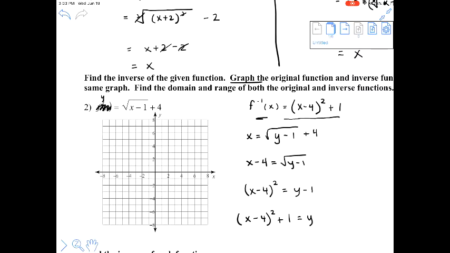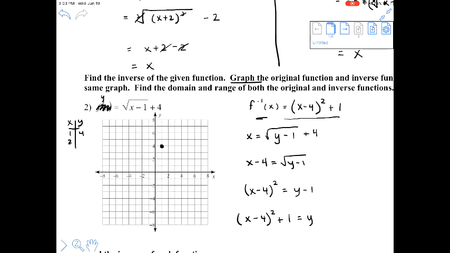The next step here is to graph the original function and the inverse function. So the original function is a square root. Typically square roots start at 0, 0 and just kind of come up and to the right. This one's moved to the right 1 and up 4. So right 1, up 4. So there's the starting point. Let me just keep track of a couple of points here. So we have a point of 1, 4.